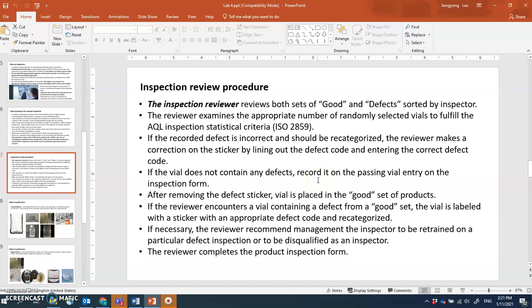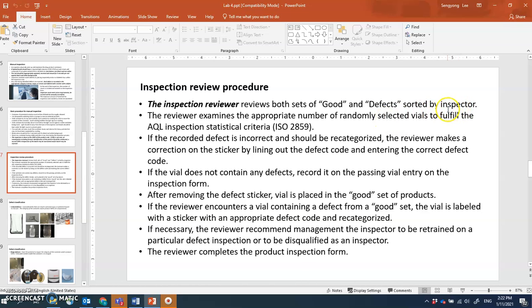Inspection review procedure. The inspection reviewer, so this visual inspection is a primary inspection, right? And then there's a secondary inspection happening too. The reviewer reviews both a set of good and defects. Okay, after primary inspection is done, secondary inspection we're talking about.